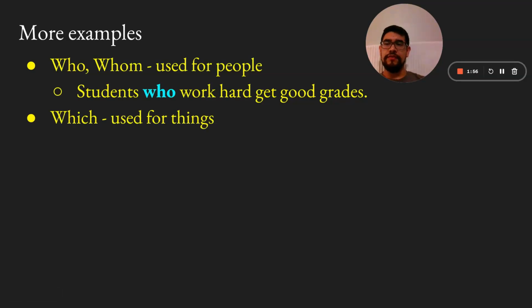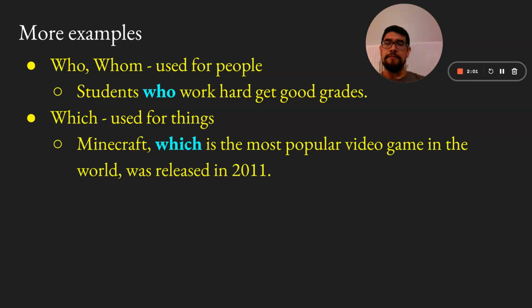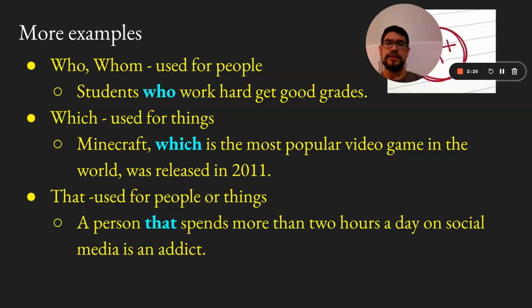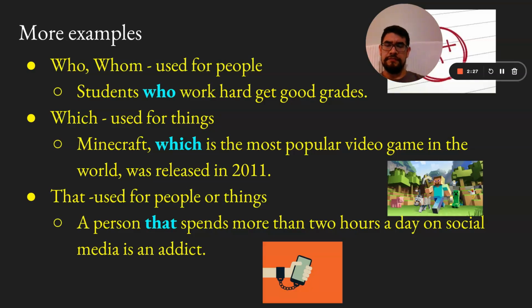When we have the relative pronoun which, it is used for things. For example, Minecraft is a video game, that is a thing. The additional information is Minecraft, which is the most popular video game in the world. Okay. The relative pronoun that is used for people or things. In this case, it's being used for people. A person that spends more than 2 hours a day on social media is an addict.